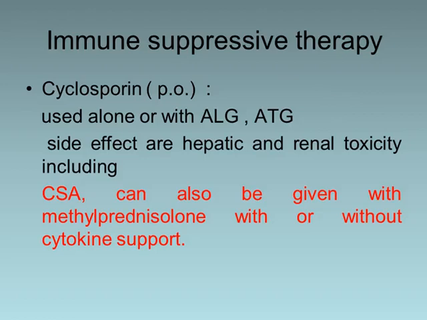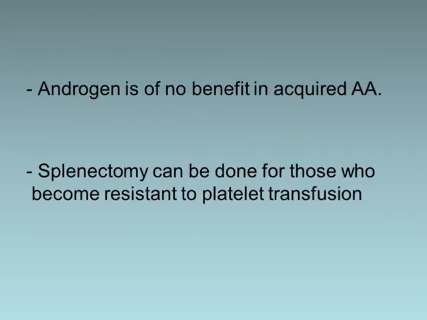Another medication used is cyclosporine, and this has the advantage of being given orally. It can be given either alone or with anti-lymphocyte globulin and anti-thymocyte globulin, as well as with methylprednisolone, with or without cytokine support. But it has the side effect of hepatic and renal toxicity, which should be checked before starting treatment and every 3 to 6 months. Androgen is of no benefit in acquired aplastic anemia. Splenectomy can be done for those who become resistant to platelet transfusion.